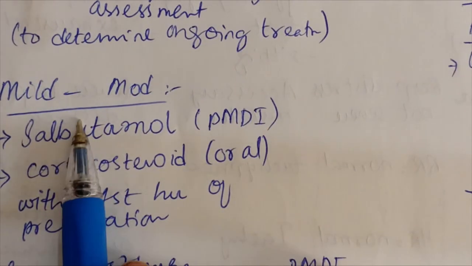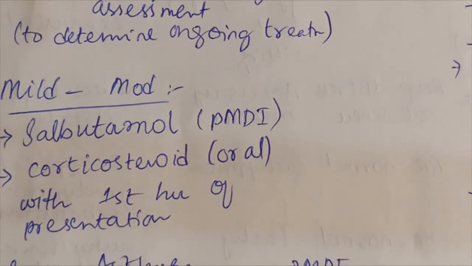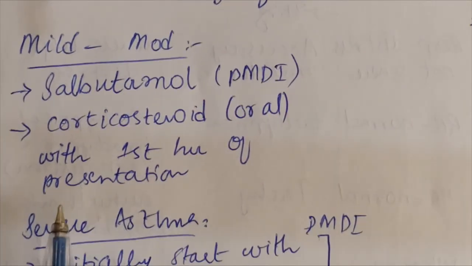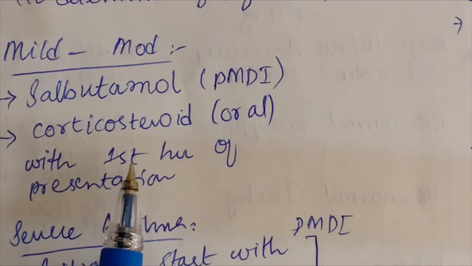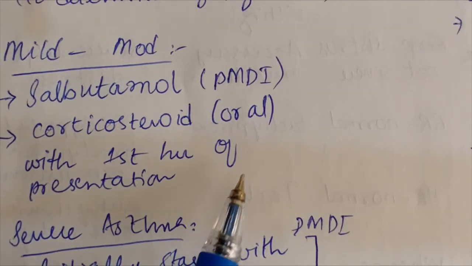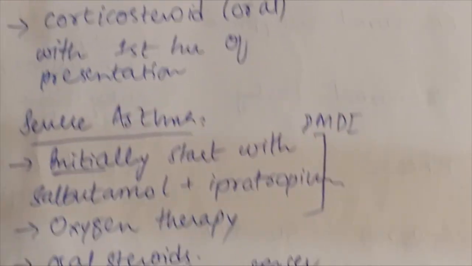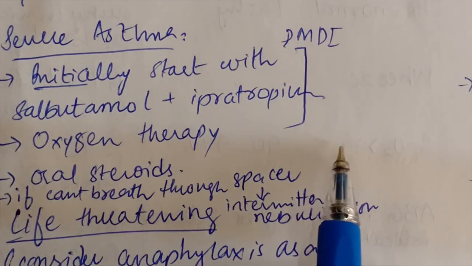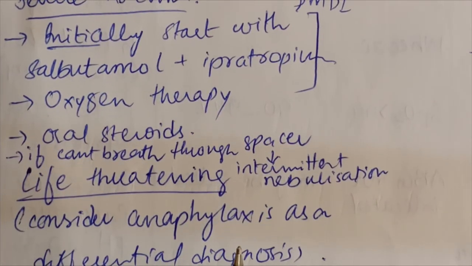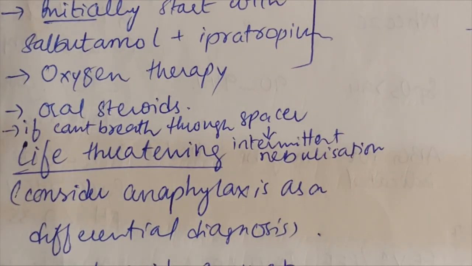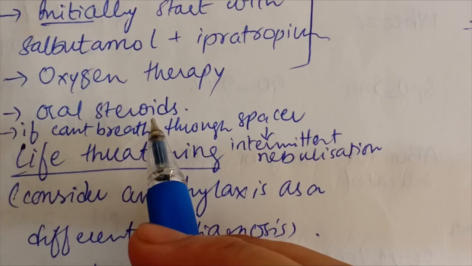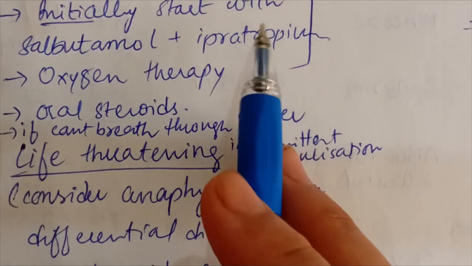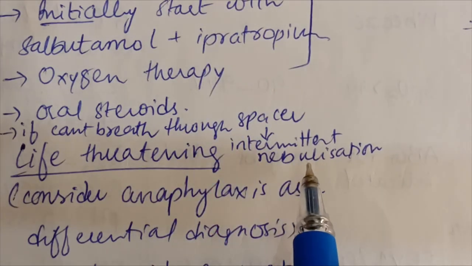If the patient has mild to moderate exacerbation of asthma, we are going to give salbutamol through a PMDI spacer, and oral corticosteroid would be given within the first hour of presentation. In cases of severe asthma, initially we would start with salbutamol and ipratropium through PMDI. Oxygen therapy is given if the saturation is decreasing, and oral steroids would also be given. If the patient cannot breathe through a spacer, intermittent SABA, these short-acting bronchodilators, would be given through intermittent nebulizer.